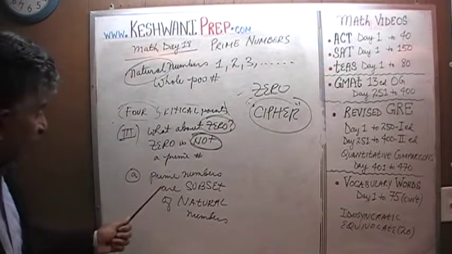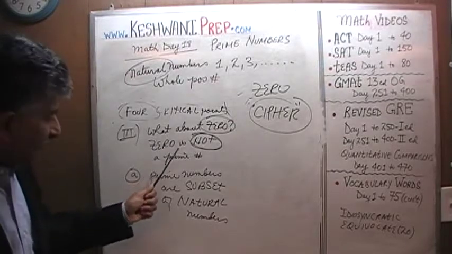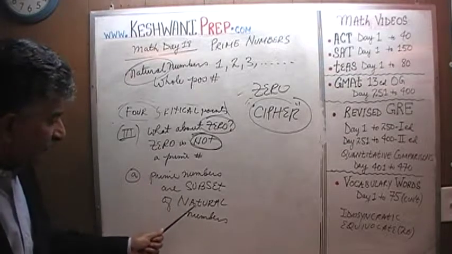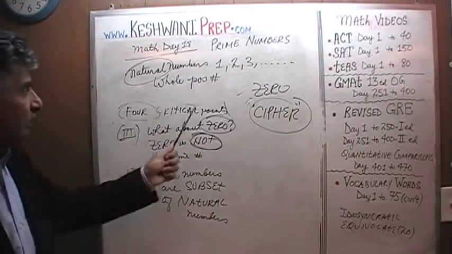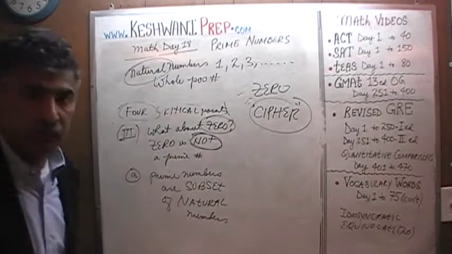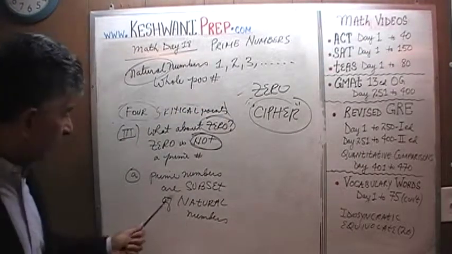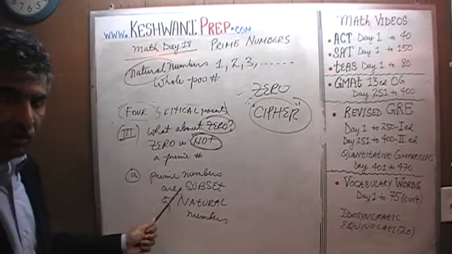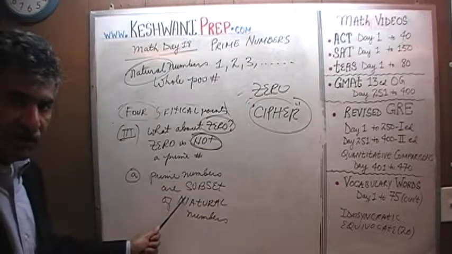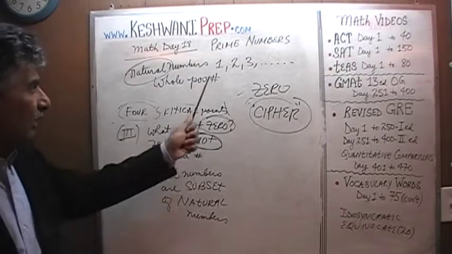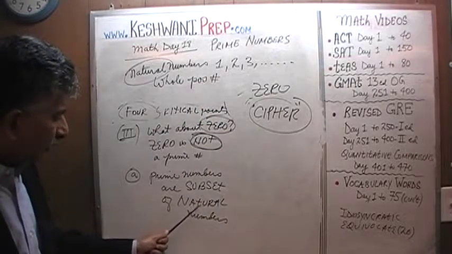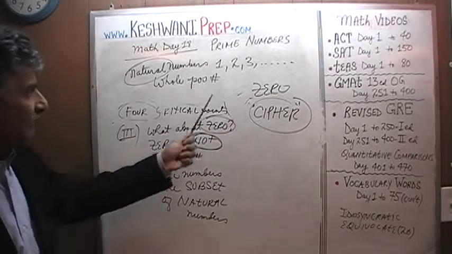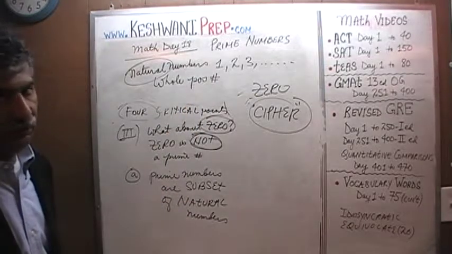the point we are trying to understand is that zero is not a prime number. Zero is not a prime number because prime numbers are a subset of natural numbers. In order for a number to qualify as a prime number, it has to be one of the whole positive numbers. Prime numbers are a subset of natural numbers. Zero is not a natural number. Therefore, zero is not a prime number.